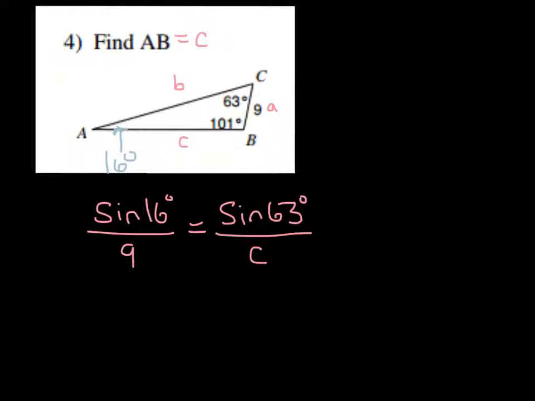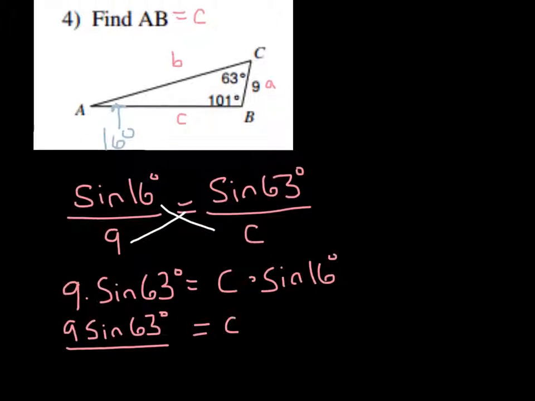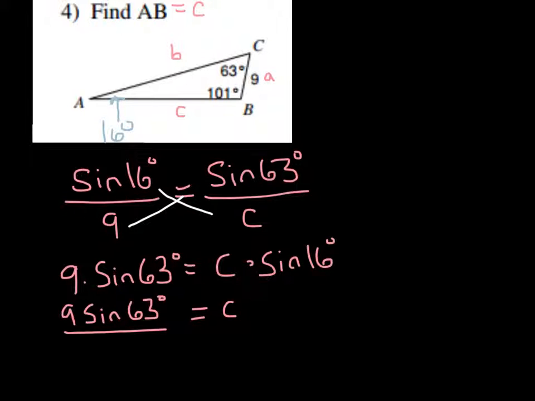So I'll go ahead and cross multiply, right? Do the cross multiplication. So 9 times sine of 63 is equal to c times sine of 16. So I'm going to divide both sides by sine of 16 so I can solve for c, because that's what I'm trying to get. So when I do that, c is going to equal, because they're going to cancel out on the right when I divide by sine of 16, 9 times sine of 63 all over sine of 16 degrees.